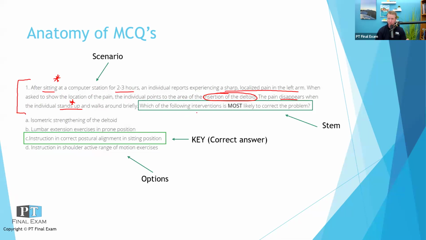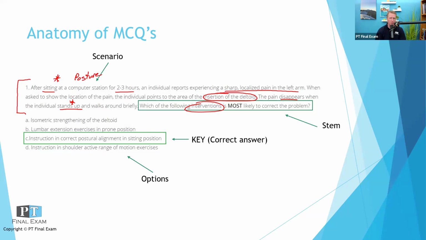Which of the following interventions is most likely to correct the problem? So one last glance at that. Well, we're looking for interventions that are going to correct the problem. So therefore, what type of intervention would correct this type of problem? Well, we see that it's going to be a posture issue. So really, whatever can improve our posture is going to be the best or most effective intervention here.